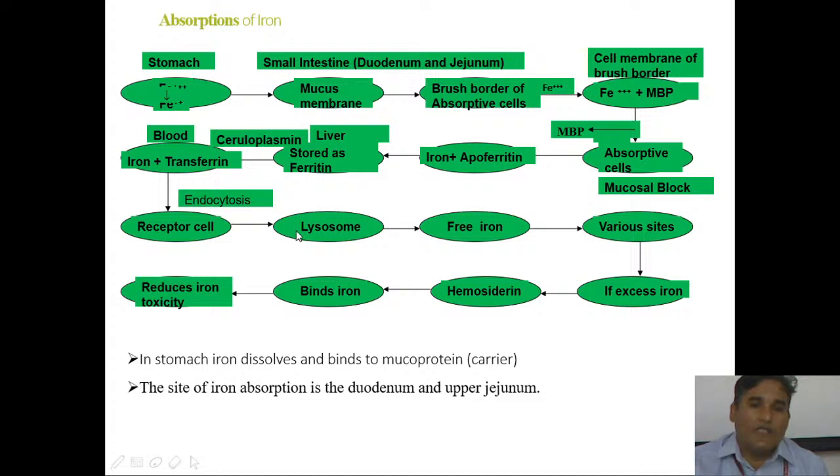By the action of lysosomal enzymes, this complex gets dissociated, iron gets released, and transferrin becomes free. This transferrin comes back to the cell membrane to again make a complex with iron. When iron is in excess, it gets stored in the form of hemosiderin to avoid toxicity.